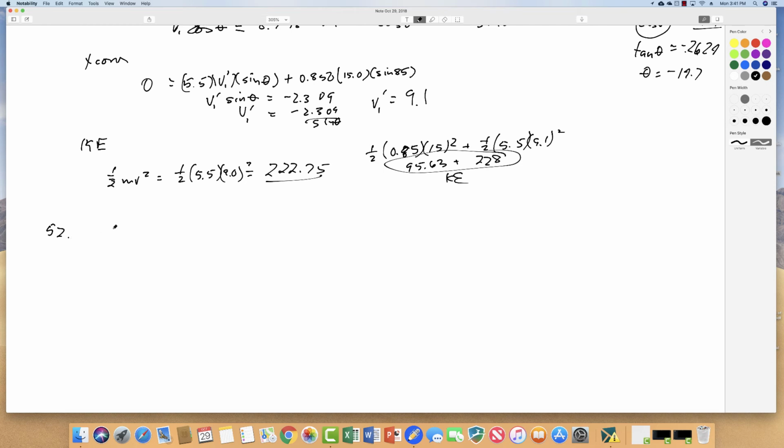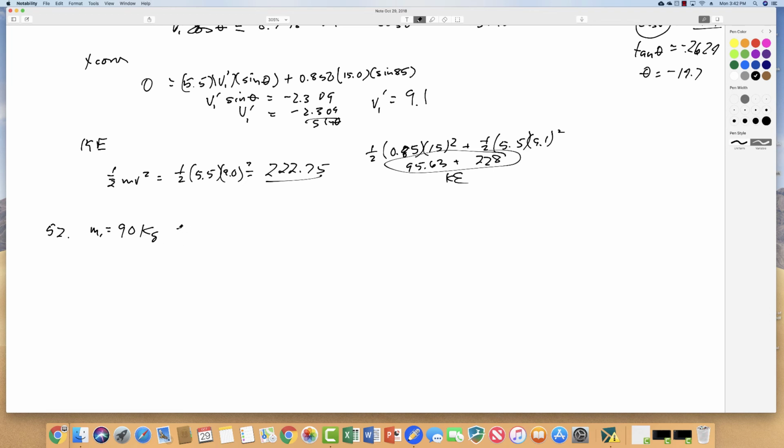The last problem is problem number 52, which I'll go through very quickly. M1 is equal to 90 kilograms. Let me read 52 very quickly for you. It says, a 90 kilogram hockey player hits a 0.15 kilogram puck, giving it a velocity of 45. If both are initially at rest and the ice is frictionless, how far does the player recoil in the time it takes the puck to reach 15 meters away?